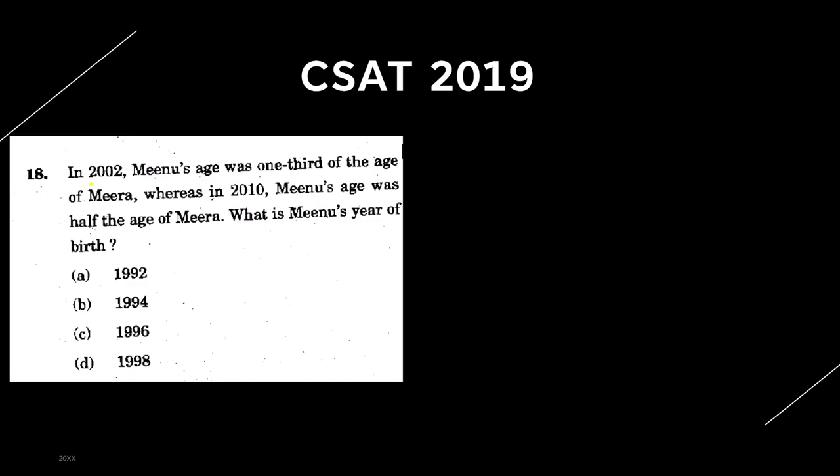Now, the question is, in 2002, Meenu and Meera are two persons. Meenu's age was 1/3 the age of Meera. Now, I will just write this down because I want to make a linear equation of it. I will say Meenu is A and Meera is B, just for the sake of simplicity. Meenu was A years old in 2002 and Meera was B years old in 2002. And the first equation is, at that time, Meenu was 1/3 the age of Meera.